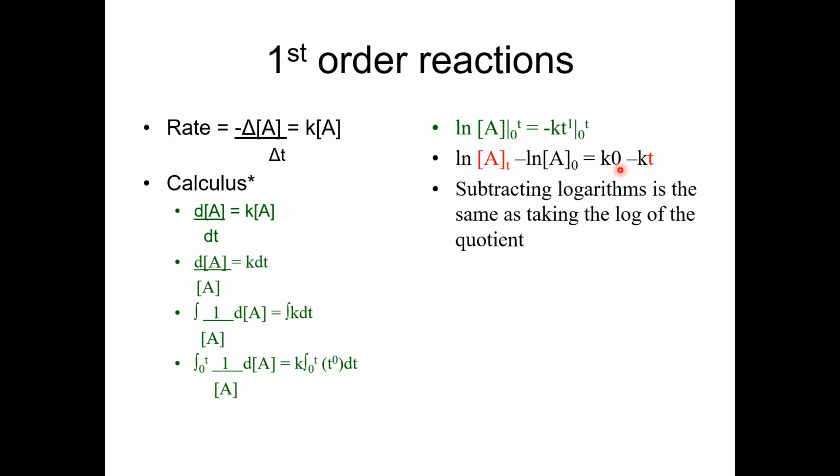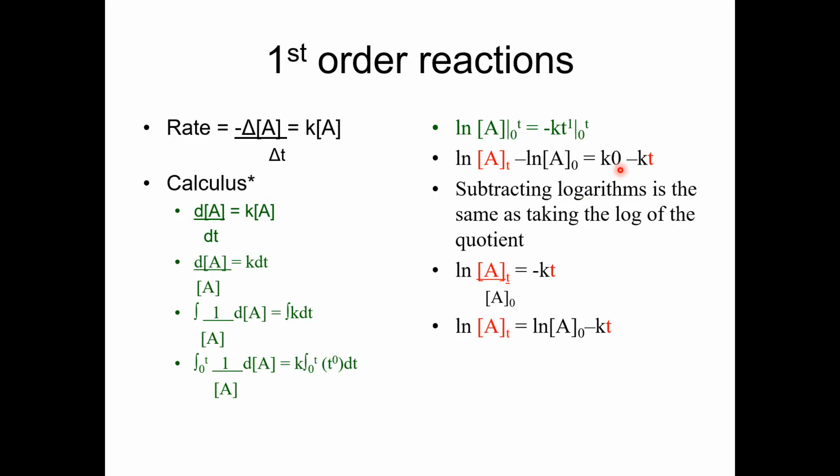We also need to remember that when we subtract logarithms, and ln is a natural log, that's the same thing as taking the log of the fraction of those terms, or the quotient of those terms. So we can also write this equation like this: natural log of the concentration of A at whatever time t, divided by the initial concentration, the concentration at time 0. Okay, so that's the left-hand side of the equation. Right-hand side of the equation is just, we got rid of the 0 times k.